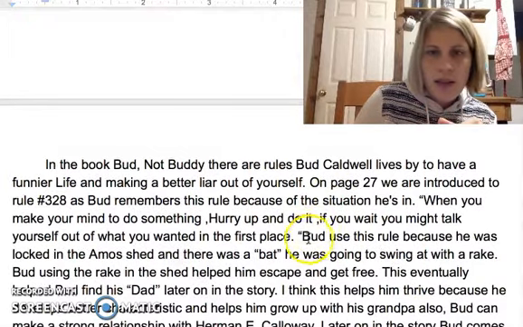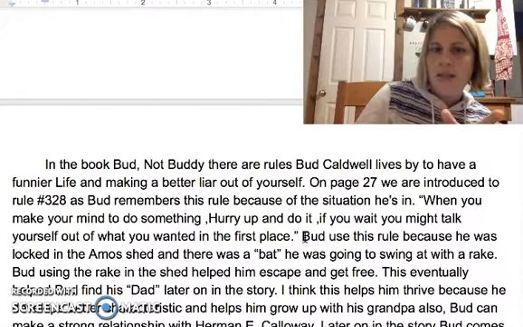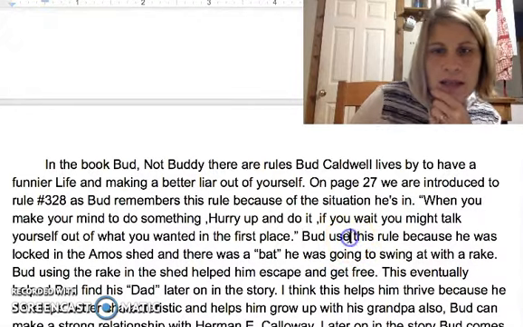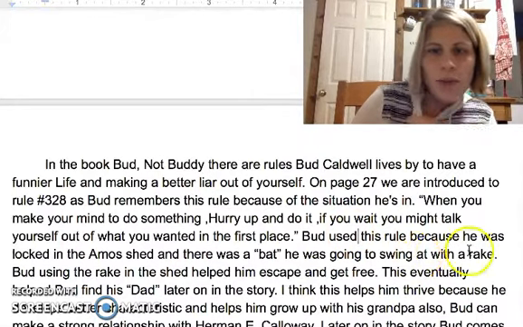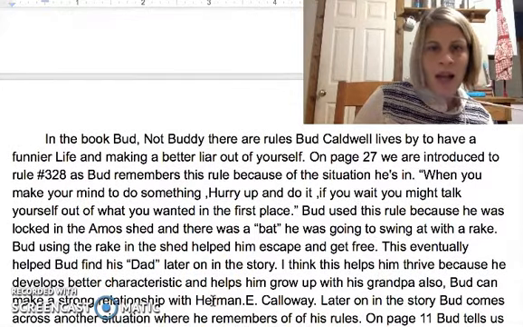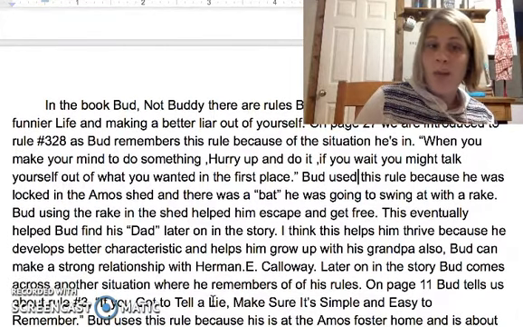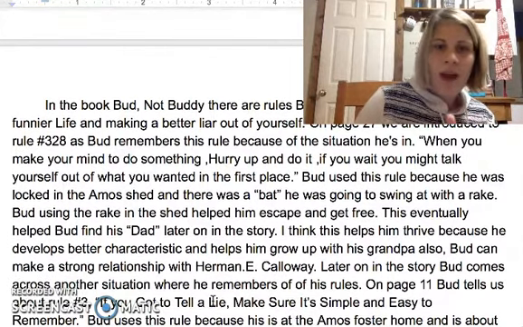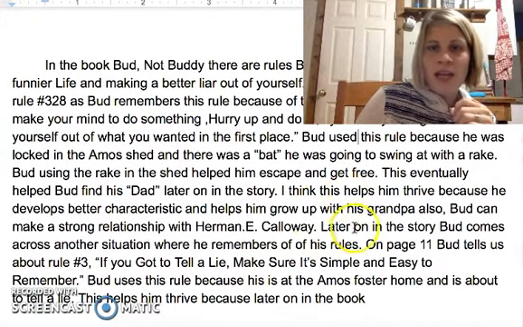Okay, so this quote thing needs to be right next to the period and then a space. Bud used this rule because he was locked in the Amozie's shed and there was a bat he was going to swing at with a rake. Bud using the rake in the shed helped him escape and get free. This eventually helped Bud find his dad later on in the story. I think this helps him thrive because he develops better characteristics and helps him grow up with his grandpa also. Bud can make a strong relationship with Herman Calloway.